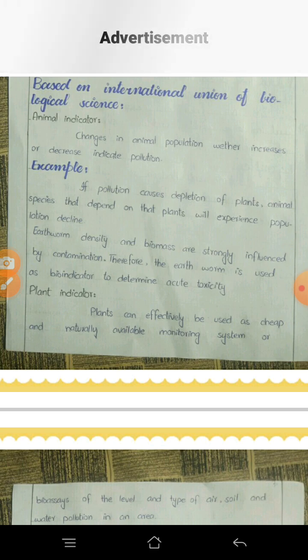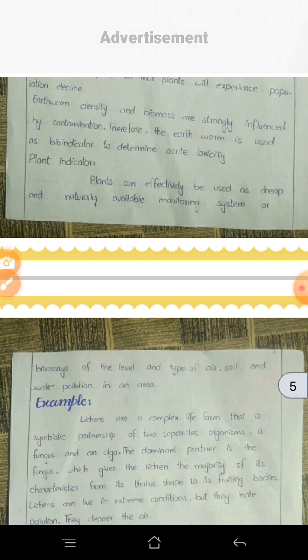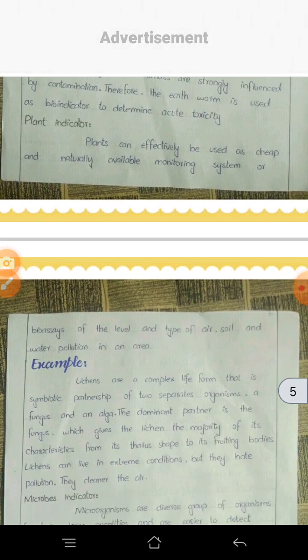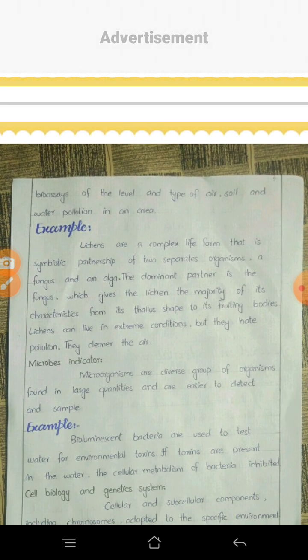Plant indicators. Plants are a very good source of indicators. Plants can effectively be used as a cheap and naturally available monitoring system or bioassay of the level and type of air, soil and water pollution in an area. They can also be used as a fresh air indicator. The example is the same lichen that I already told you about earlier.